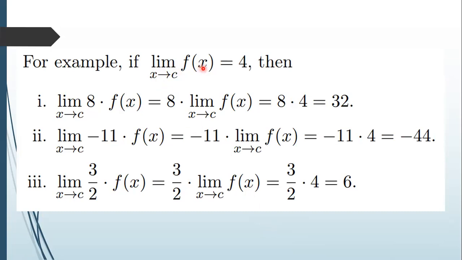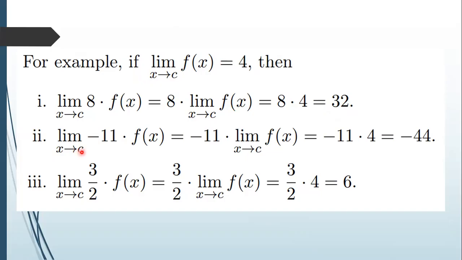For example, if the limit of f of x as x approaches c is equal to 4, then for example number 1, finding the limit of 8 times f of x as x approaches c is equal to 8 times the limit of f of x as x approaches c, which is this one, 4. We will substitute 4 here, and that's 8 times 4, which is equal to 32. Because we already have a given limit function above, we'll just simply substitute it into our equation.